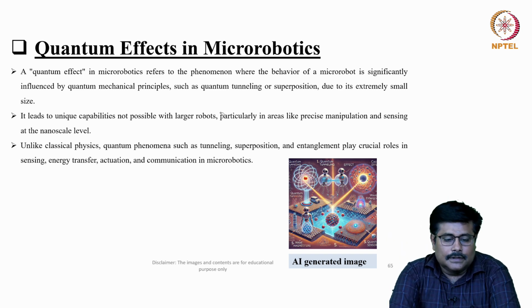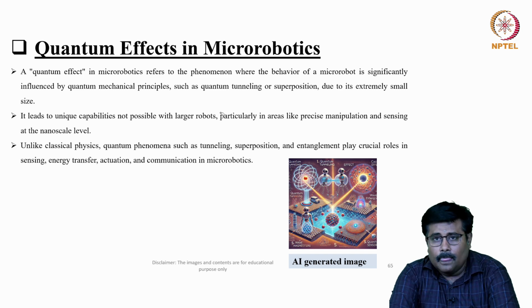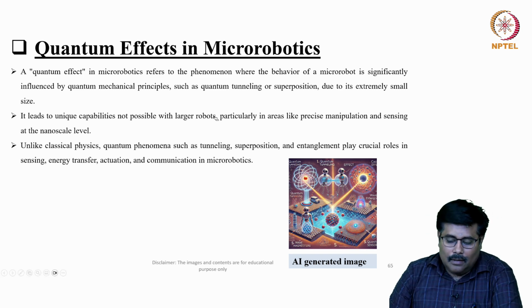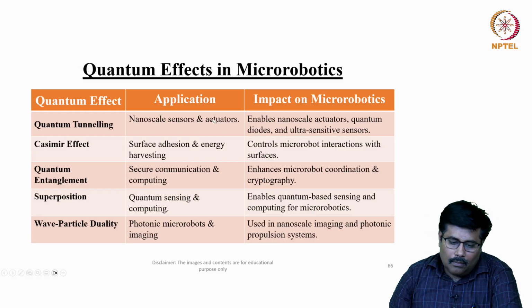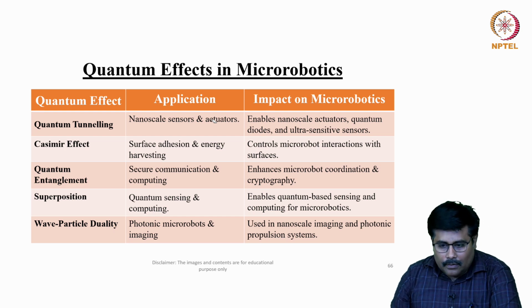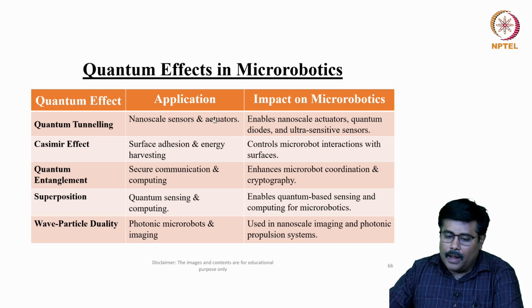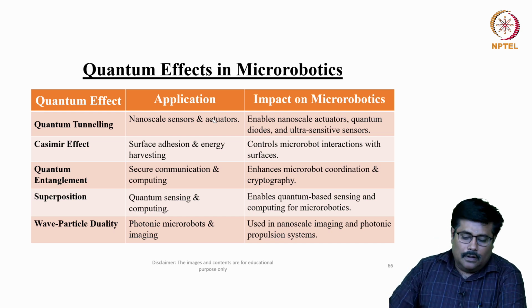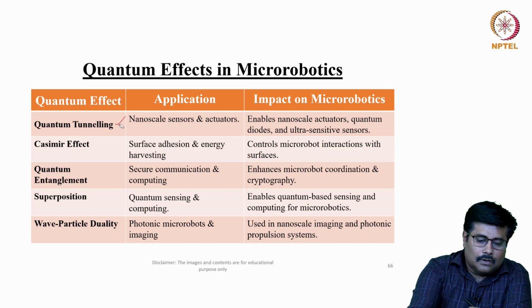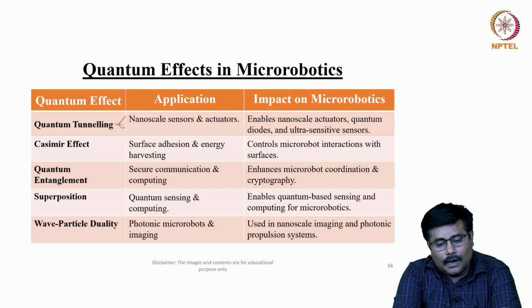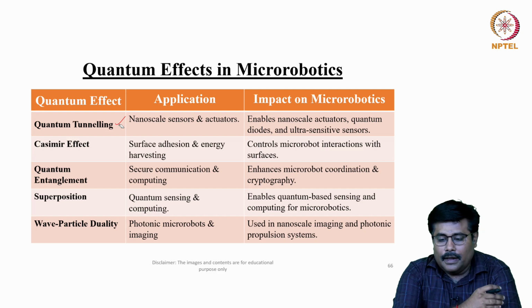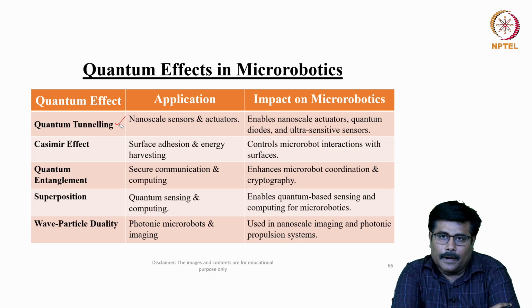So unlike classical physics, these quantum phenomena such as tunneling, superposition, and entanglement play a crucial role in sensing, energy transfer, actuation, and communication in micro-robotic related systems. Now, let us discuss some of the different quantum effects and how they will have an impact in micro-robotic applications. One quantum effect is called quantum tunneling, where we have a nanoscale sensor and actuator. It enables a nanoscale actuator, a quantum diode, and an ultra-sensitive sensor.